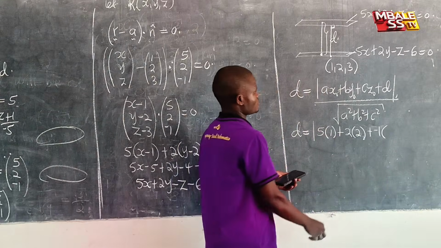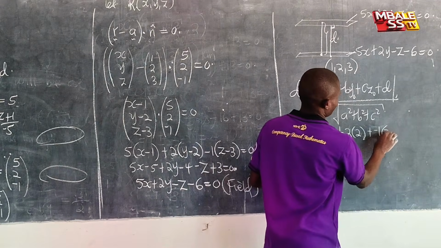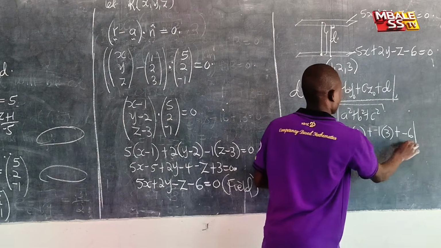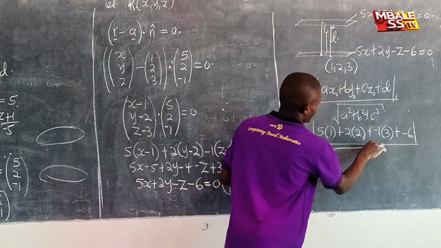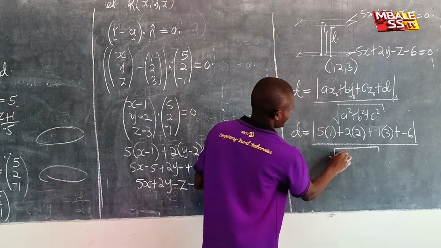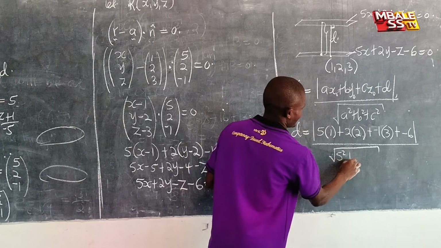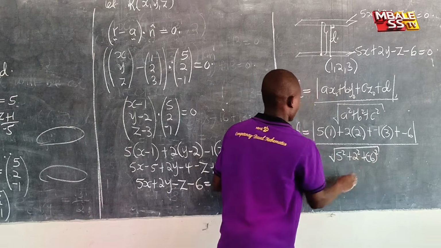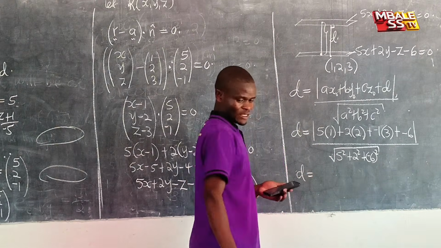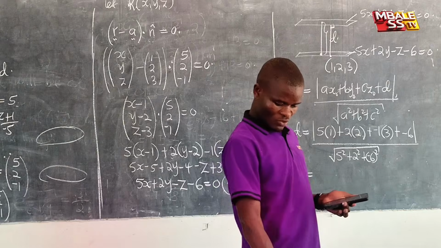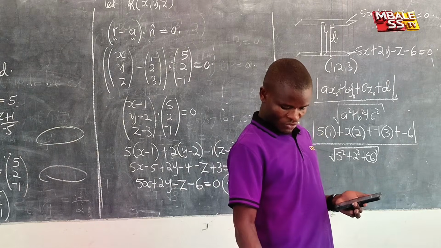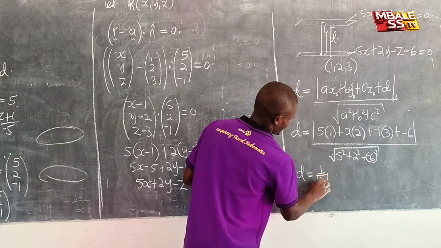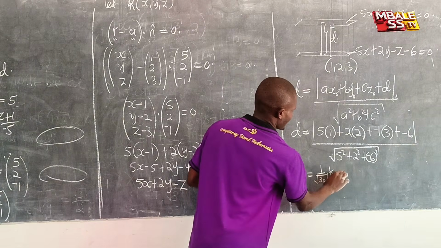That is the correct substitution. Then z0 is 3, and then plus d, where d is negative 6. Divide this by the square root of a squared, where a is 5, so 5 squared plus 2 squared plus negative 1 squared. We ask the candidates to simply compute that distance, which will be 1 over root 30. And this one is in kilometers.